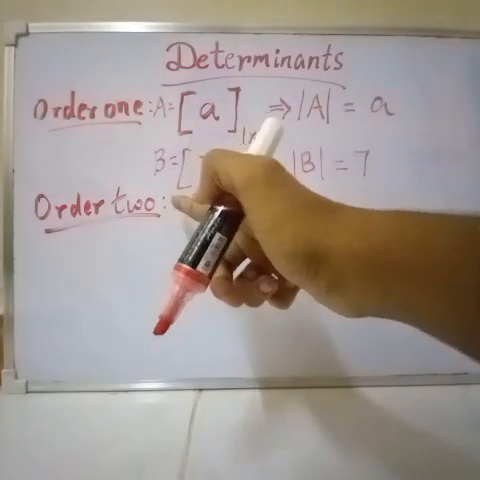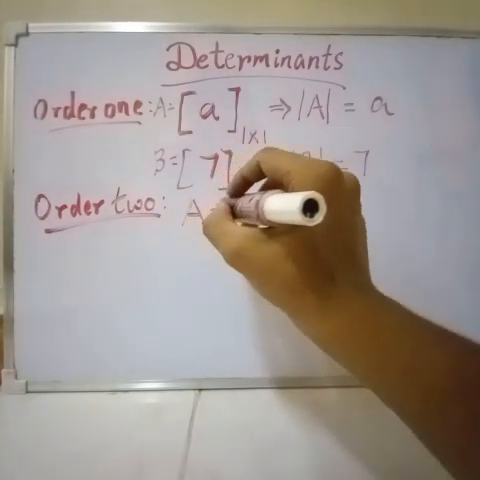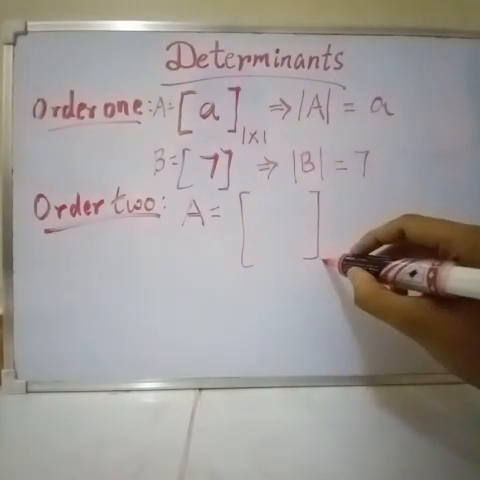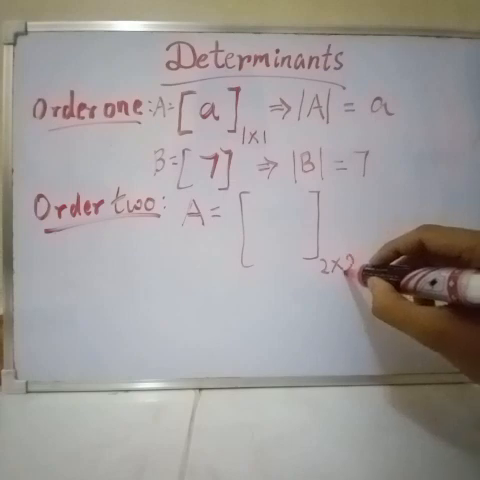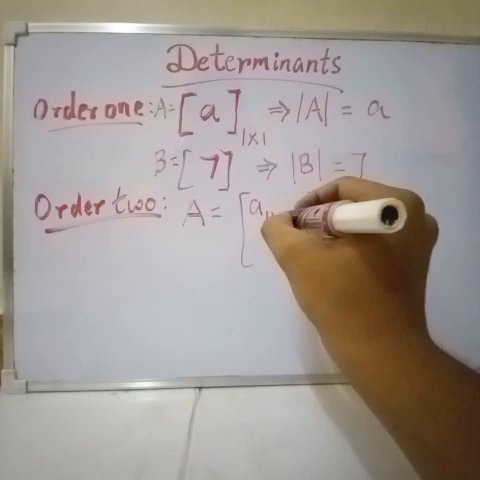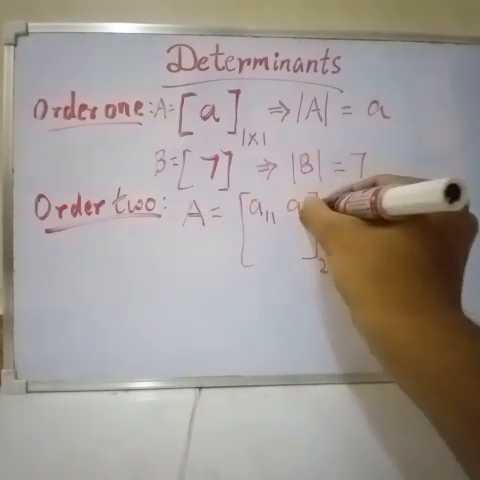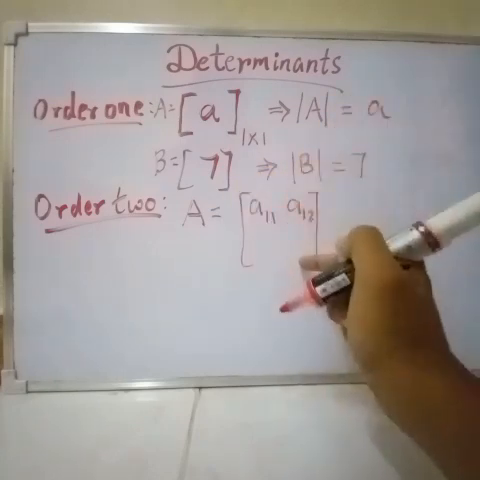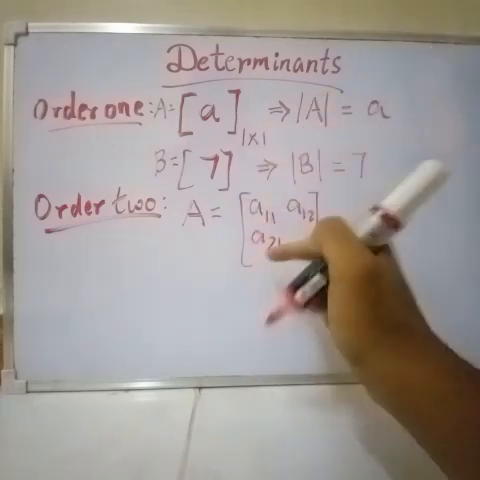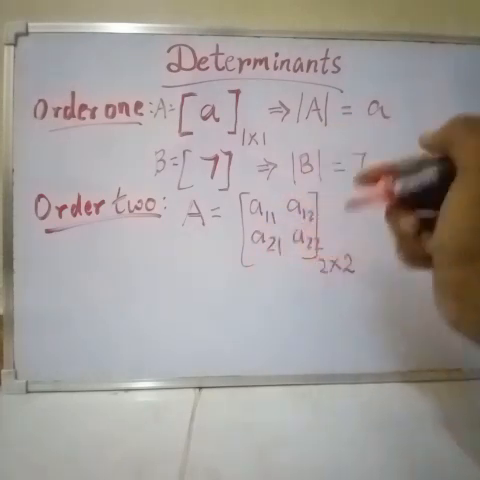Now let's see an order 2 square matrix. Order 2 means it is of the order 2 by 2. So let's assume it has the elements A11, why 11? Because first row and first column. A12, first row but second column. A21, second row but first column, and A22, second row and second column.